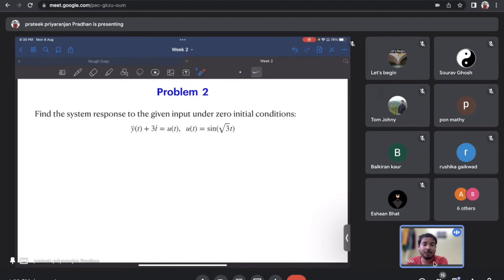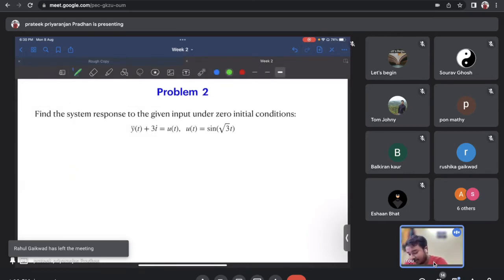I have given some input, and the input is, sorry, u is equal to sine root 3t, and what is my system response? So I want the answer in time domain, not in Laplace domain or frequency domain. Okay, so let's answer this question. It's very simple, but if you have pen and paper, start solving it.